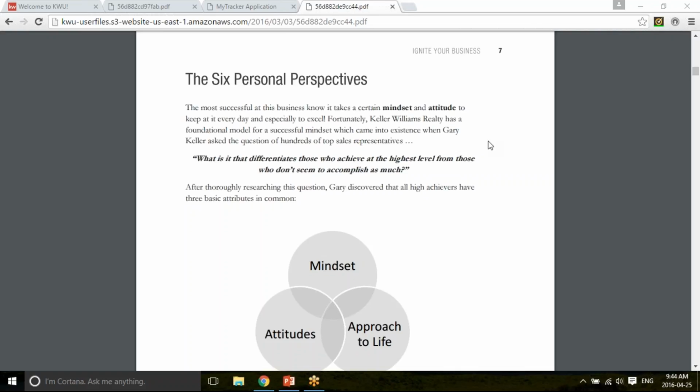Okay, so the 6 personal perspectives is basically differentiating those who achieve the highest level from those who don't seem to accomplish as much. So the concept is you've got these 3 bubbles: mindset, attitudes, and approach to life, and the idea that they are connected. So this is the concept.